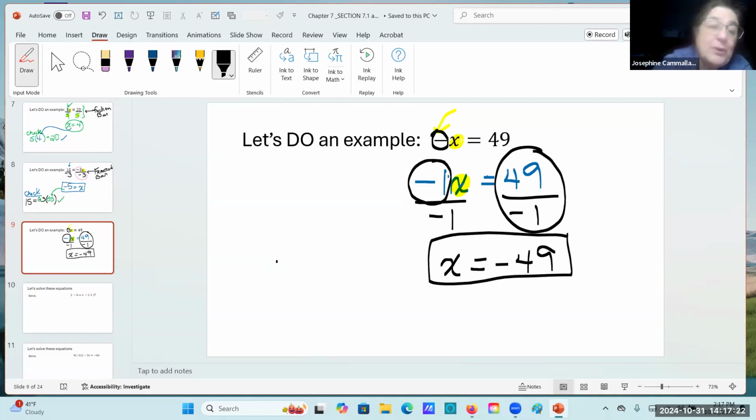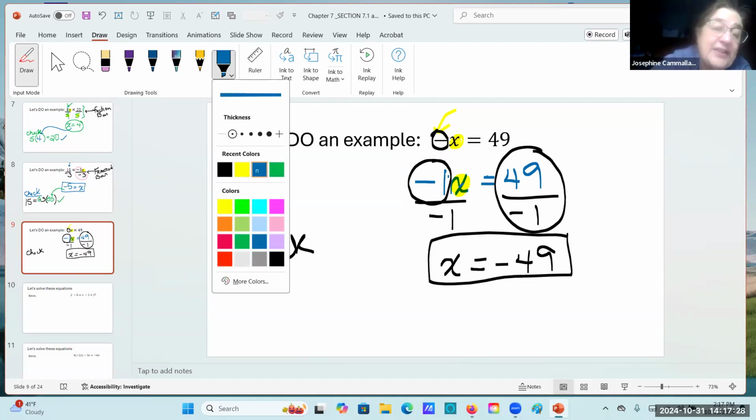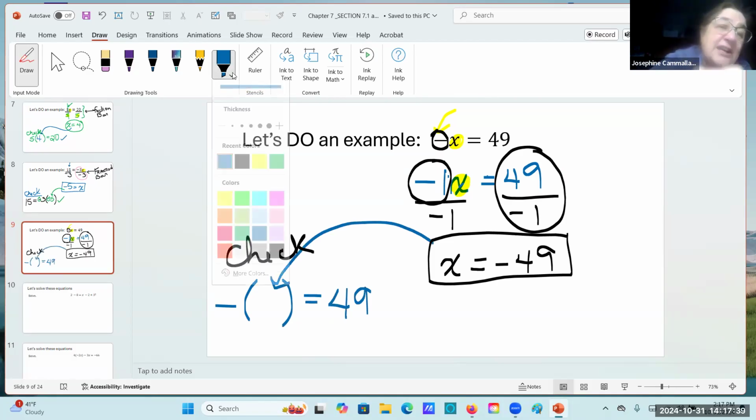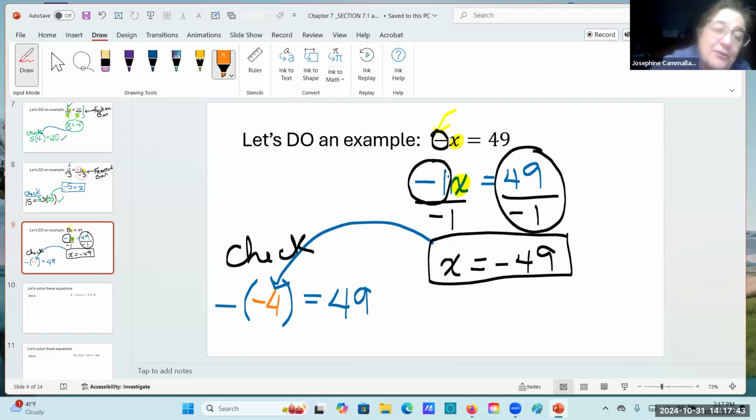And if you remember, and I'm going to show you with the check, we have the negative sign, a parentheses is equal to 49. Put in right here my negative 49, negative, negative makes a positive. Okay.